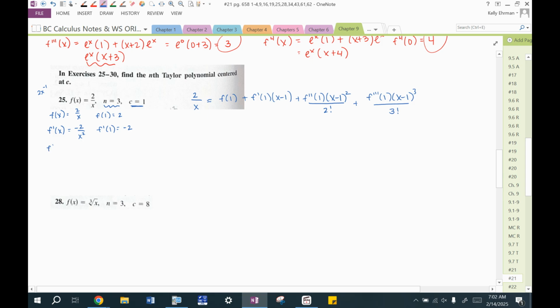And then f double prime of x. So again, this is like negative 2x to the negative 2. Rewrite it if you need to, because you don't want to make a silly mistake. You don't want to not get points just because of a plus or a minus sign or something. So that comes out to positive 4 over x to the third. And f double prime of 1 is equal to 4.